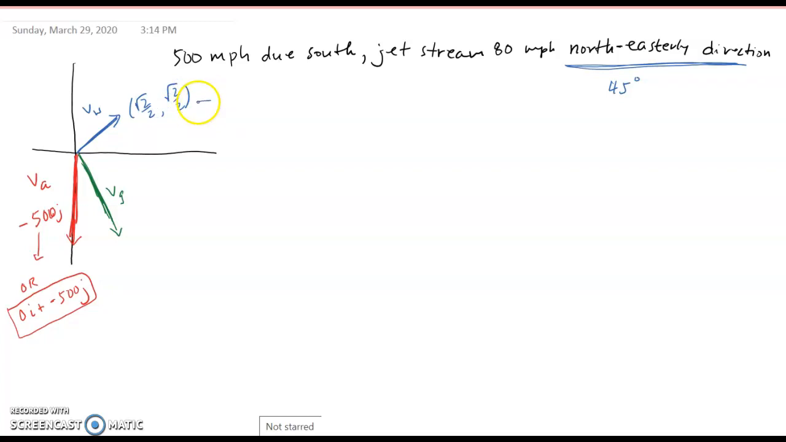Okay? What that translates to, in terms of vector component form, is root 2 over 2 i plus root 2 over 2 j, right? Just like how the red one, hopefully you can see the mouse that I'm circling here, when it's due south, we can write it as 0i plus negative 500j. The jet stream, we can write it as root 2 over 2 i plus root 2 over 2 j. Now the thing is, we know that it's going at a speed of 80, so we have to multiply that by 80. Okay, so this comes out to be 40 root 2 i plus 40 root 2 j.